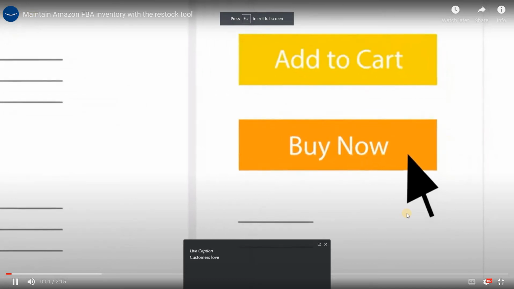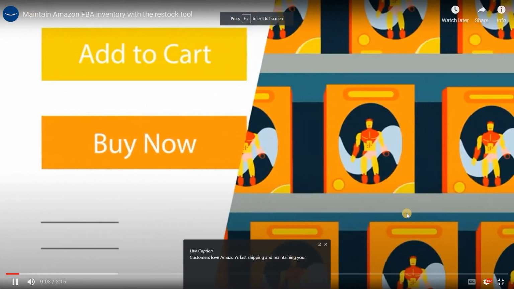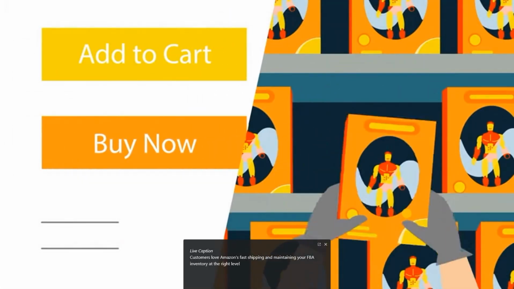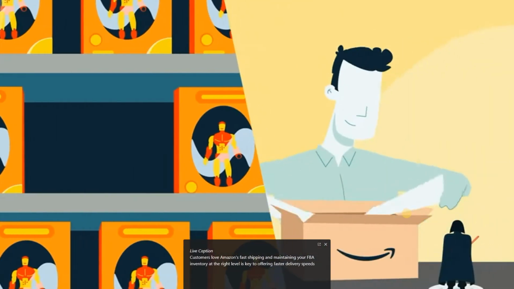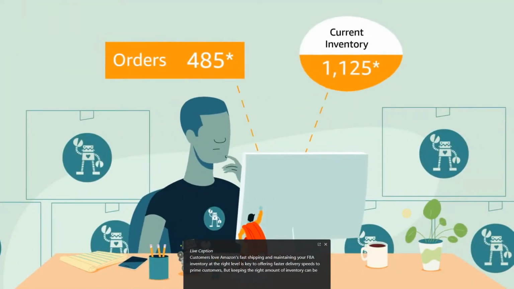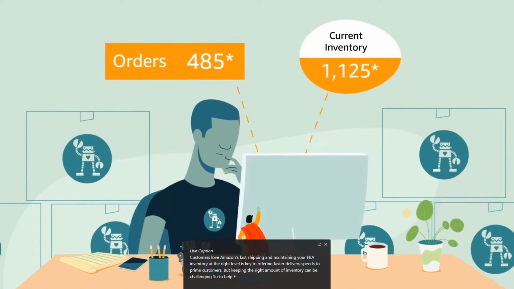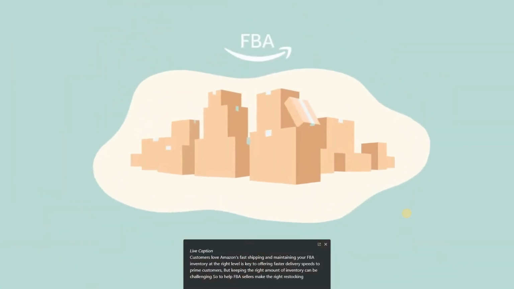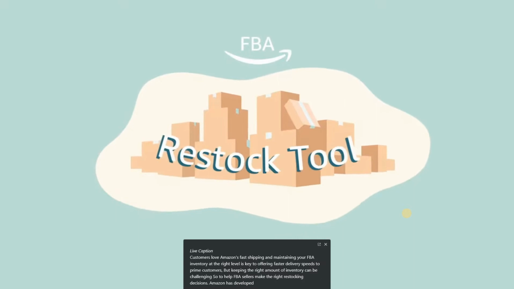Customers love Amazon's fast shipping, and maintaining your FBA inventory at the right level is key to offering faster delivery speeds to Prime customers. But keeping the right amount of inventory can be challenging. So to help FBA sellers make the right restocking decisions, Amazon has developed a handy restock tool.